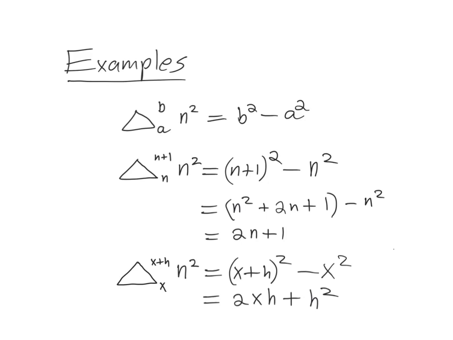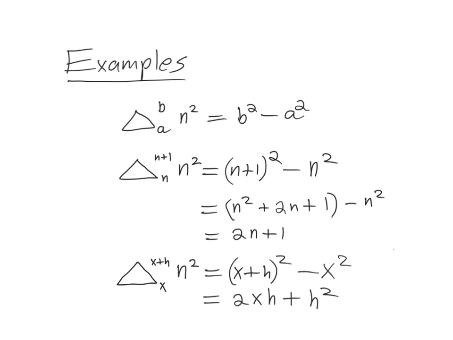Let's cover 3 examples. The delta between a and b of n squared is by definition b squared minus a squared. The delta between n and n plus 1 of n squared is by definition (n plus 1) squared minus n squared. We can expand (n plus 1) squared into n squared plus 2n plus 1, and we can cancel out the n squareds to be left with 2n plus 1.